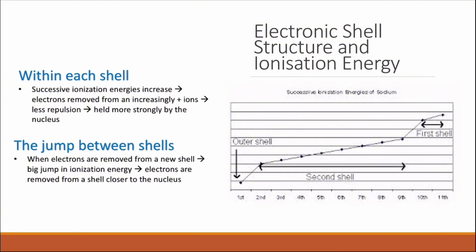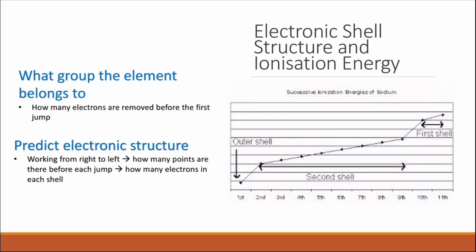Electronic shell structure and ionization energy. When we talk about the successive ionization energy for a certain element, you can see that the successive ionization energy increases. This is because you keep removing an electron from an increasingly positively charged ion. Also, there will be a jump in the ionization energy between shells. As you go through the successive ionization energies, when you jump from one shell to another, there will be a jump in the ionization energy as well, because now we are removing electrons from a shell that is closer to the nucleus.